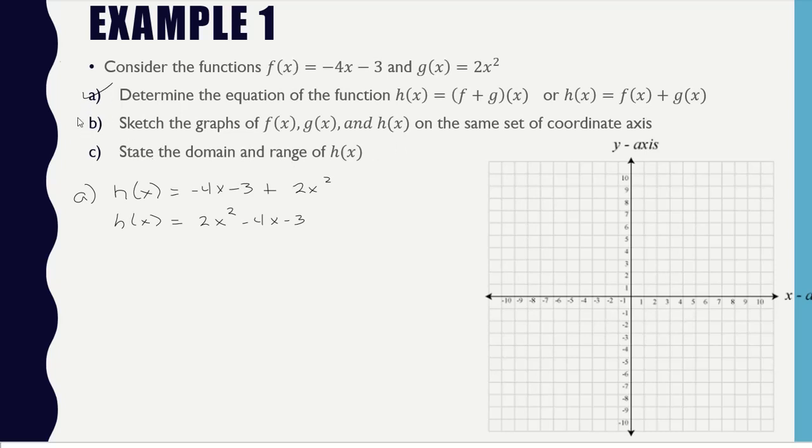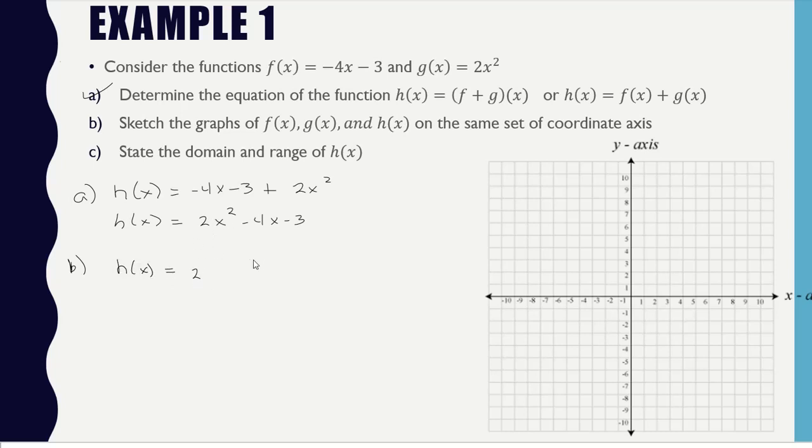Part B, a little bit tougher. Well, I say tougher, but I mean just longer. So it wants us to sketch all three graphs on the same coordinate axis, and then we're going to look at some things based on that. We'll start with h of x then, and I'm going to complete the square first so that I can graph this a little bit easier.